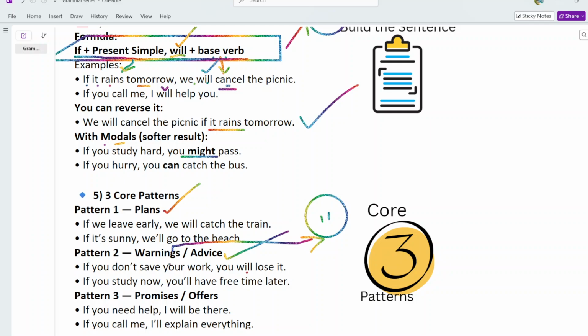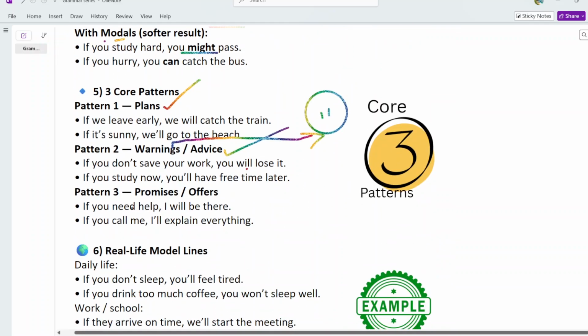But follow the structure. That's it. Let's look at the third pattern in reference with promises and offers.